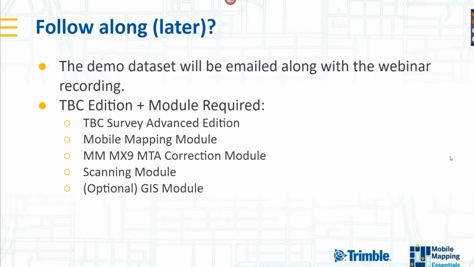For processing the MX9 dataset, you will need this TBC edition and module combination. First, you will need the TBC Survey Advanced Edition. Then on top of it, you will definitely need the mobile mapping module together with the MX9 MTA correction module. Also, in today's webinar, I'm going to show you some functions that are sitting in the scanning module. And if you are a GIS user, sometimes you may want to also get the GIS module to connect to a GIS data source. But today, this will not be included in the webinar.